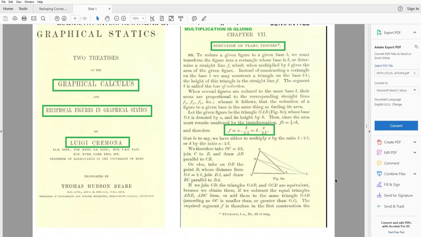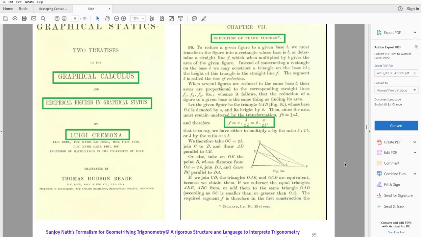And in the graphical statics, where multiplication is gluing, the demonstration is already shown here, where the first denominator is consumed to generate the first numerator, then the first numerator is consumed in the second denominator, the second denominator is consumed to generate the second numerator, and the second numerator is consumed in the third denominator, and the third denominator is consumed to generate the third numerator.